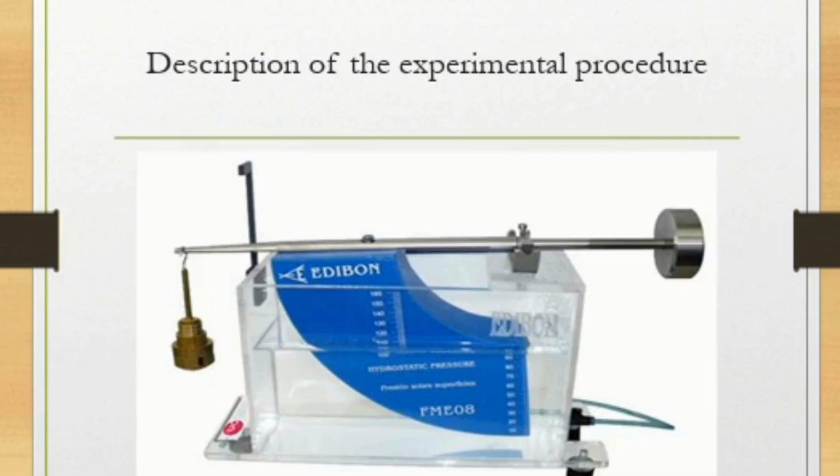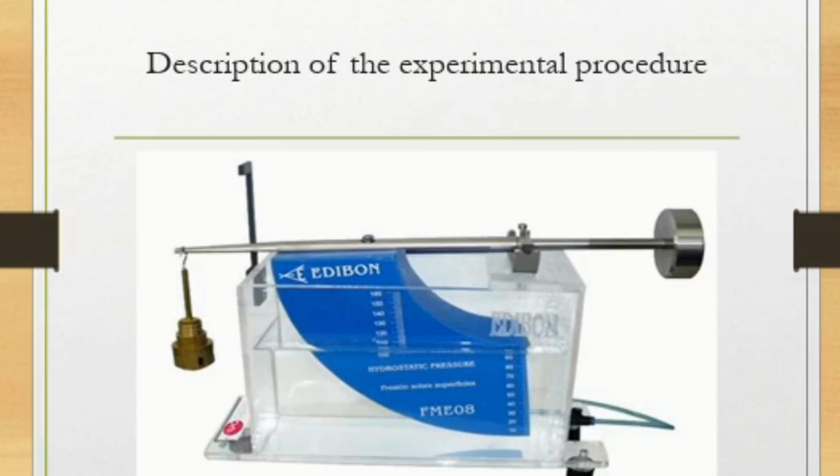So, this is the most important part of the practical work, which is the description of the experimental procedure. The apparatus here consists of a transparent water tank containing a blue quadrant, as you can see in the figure here, connected to a horizontal balancing beam. As water is added to the tank, the pressure acting on the vertical surface of the quadrant increases. This pressure produces a hydrostatic force, which creates a moment about the pivot and causes the beam to rotate.